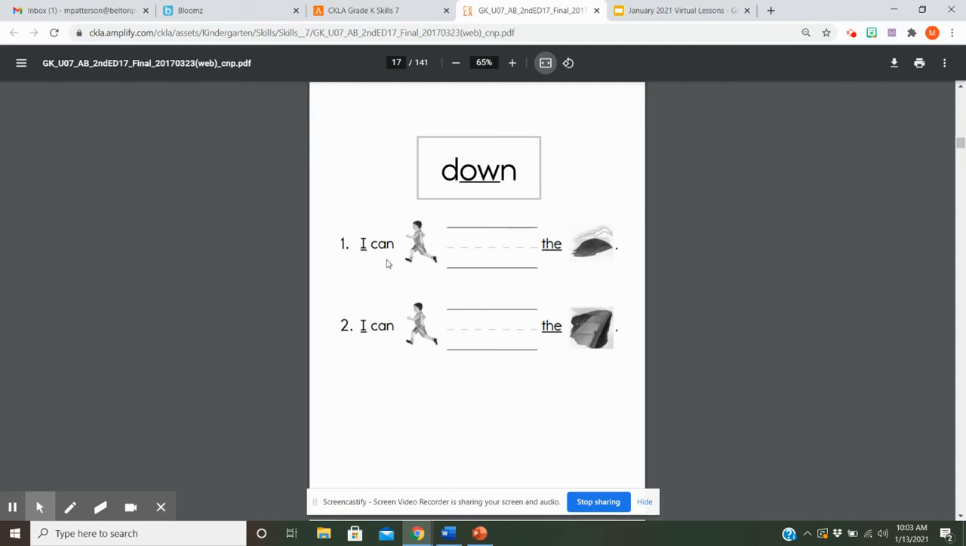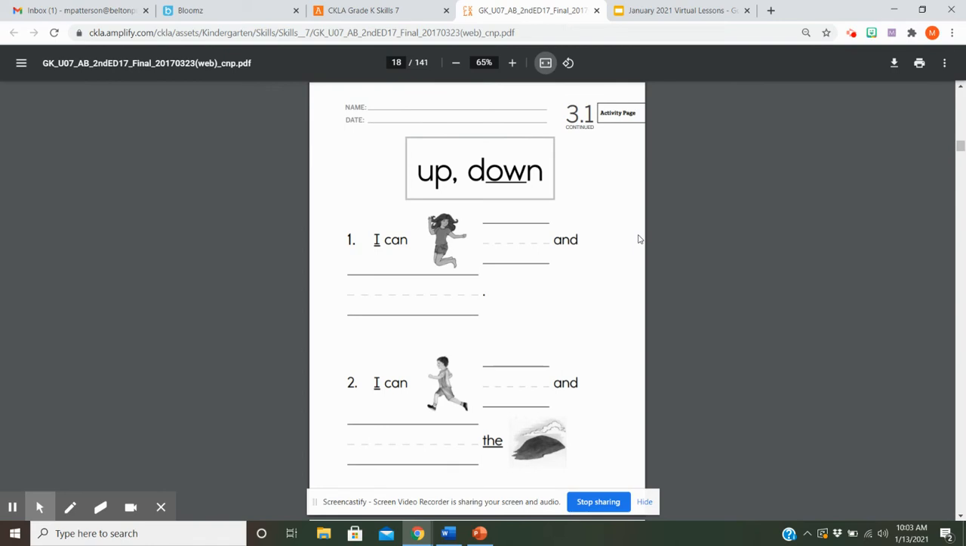Okay? So let's do this first one together. I can run down the hill. Very good. I can run down the hill. Okay? After you do those 2 pages, there's another one.